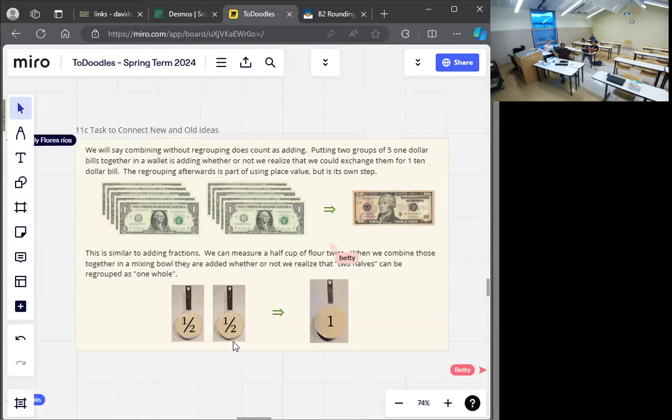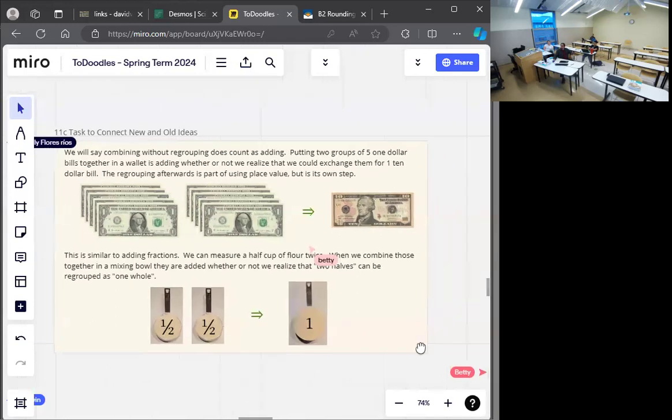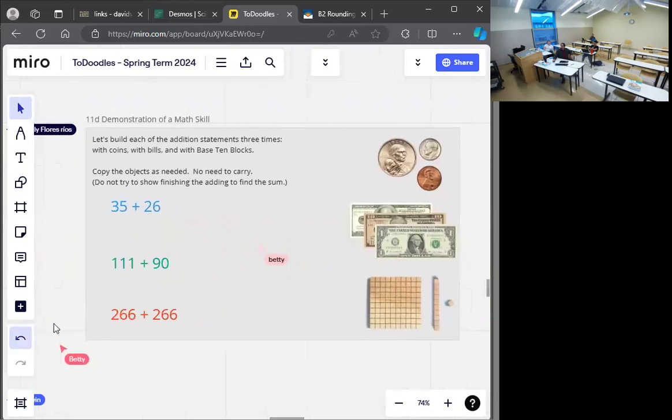So realizing how much you have is nice. Combining things into a bigger group, like a $10 bill or a whole cup of flour, could be nice. But I think we have to say that just combining counts as adding, even if it's not as finished as we would like.